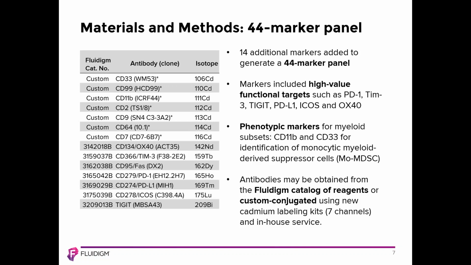These 14 antibodies that we added included high-value functional targets such as PD-1, TIM3, TIGIT, amongst others. And we also incorporated phenotypic markers such as for myeloid-derived suppressor cells, the markers being CD11b and CD33, amongst the other markers shown in the table over here. These antibodies can be obtained from the Fluidigm catalog of reagents or may be custom conjugated using our labeling kits or even using the Fluidigm provided in-house service for custom conjugation.